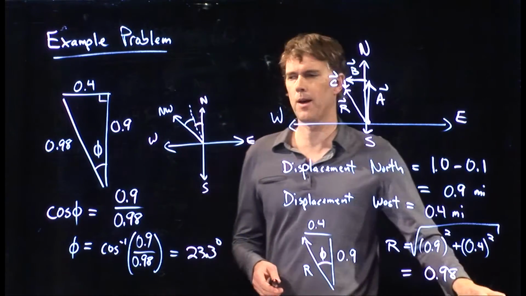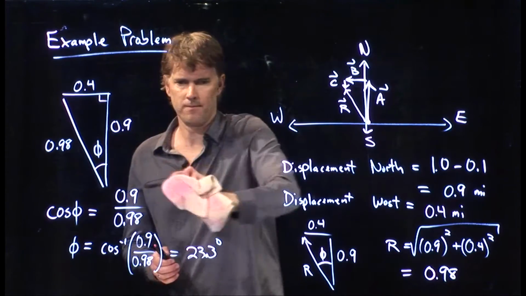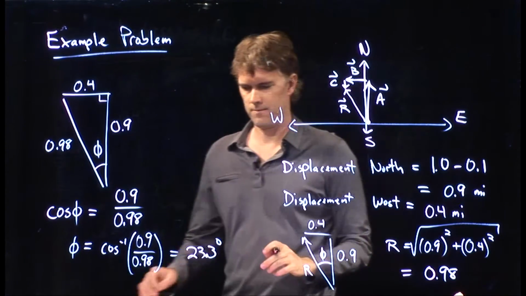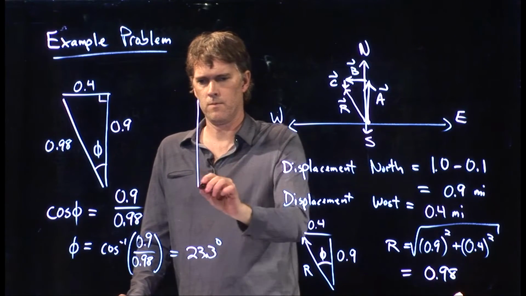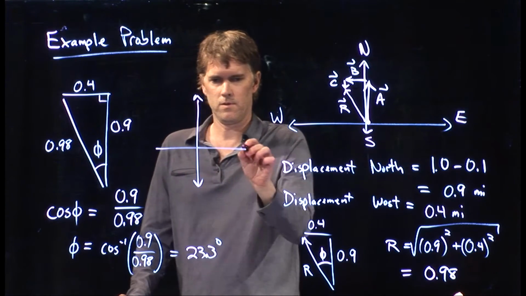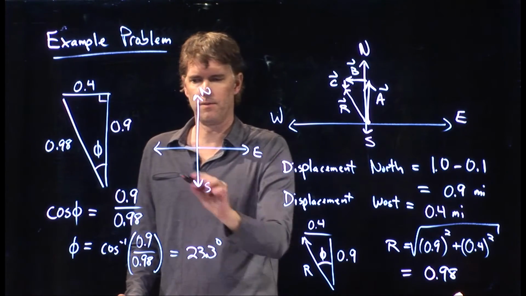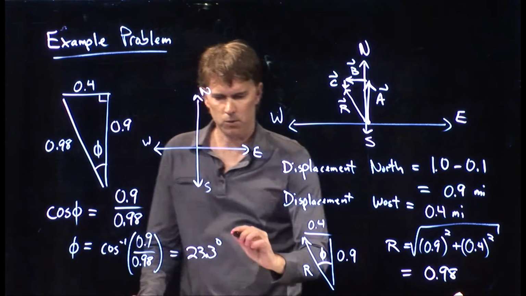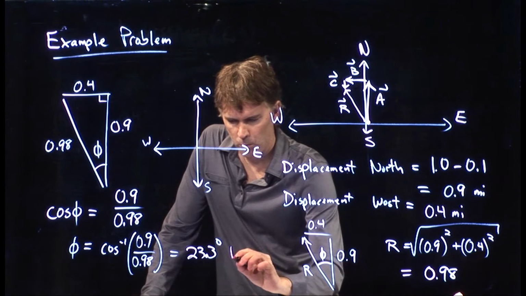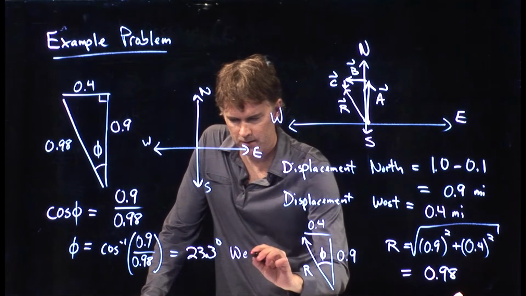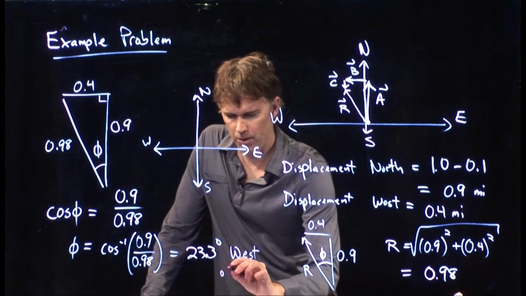So how do I describe that angle right there? 23 degrees west of north. All right, let's see if that's right. She said 23.3 degrees west of north.